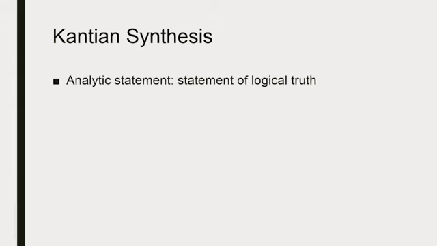Before we delve into Kant's full theory of epistemology, or as much as I'm going to give introductory students, we need to get some terminology under our belt, okay? First and foremost, an analytic statement. An analytic statement is a statement of logical truth, okay?